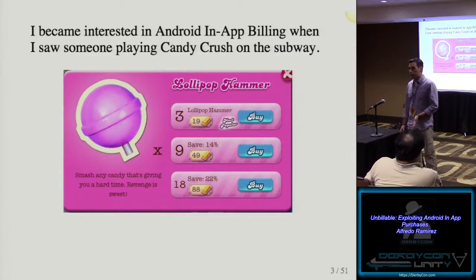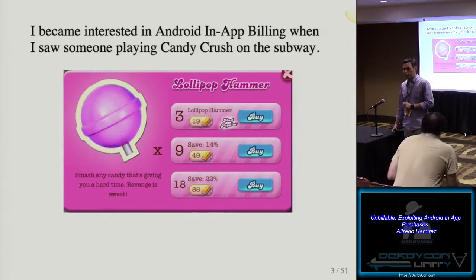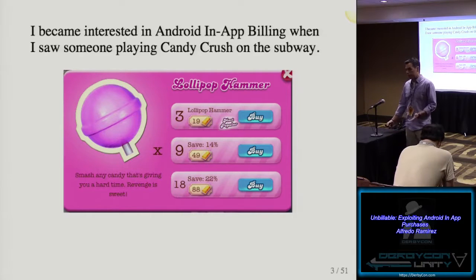I was in New York City, sitting on the subway, and there was some kid playing Candy Crush. I'd heard that this game was super popular, and he runs out of lives, and I'm like, well, that seems kind of dumb to me, that you need to pay to continue playing this game. So I was wondering, can you bypass that? Can you just fake buy these lollipop hammers and all of these buffs, and just cheat your way out of having to pay?